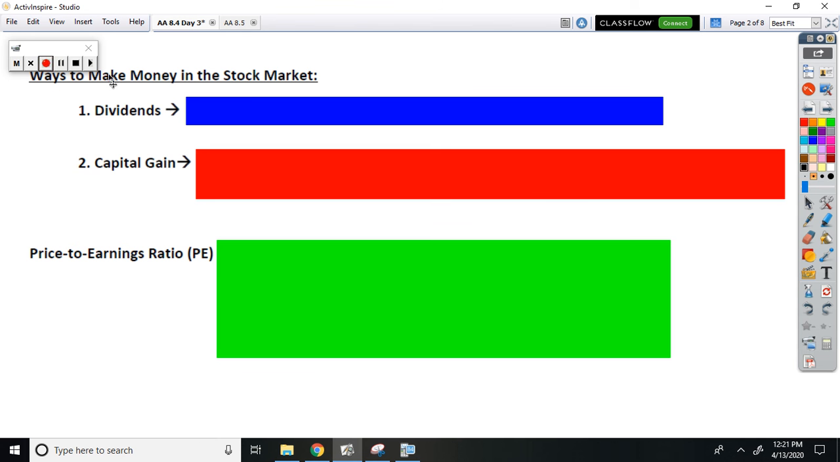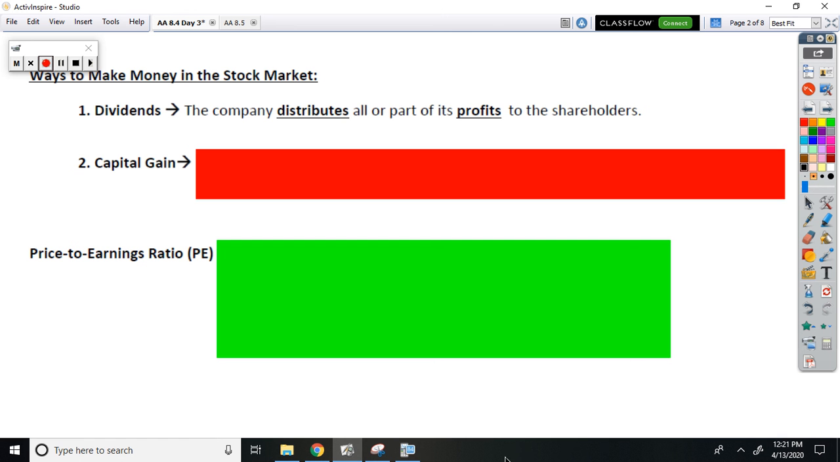Here are the two ways that you can make money in the stock market. The first one is by earning what are called dividends. Dividends occur when the company distributes all or part of its profits to the shareholder. So you would still own your stock in the company, but your dividends are almost like bonus money that you're getting while still owning the share of stock.